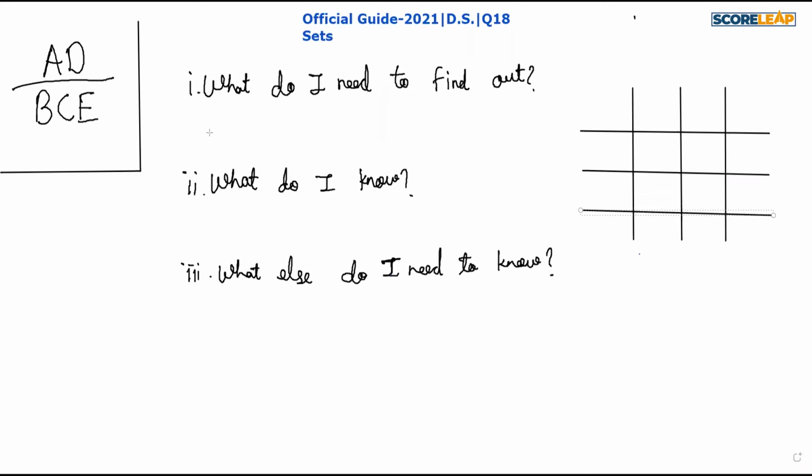Okay, so we want to find out the percentage of patients experiencing side effects plus cold symptoms. Let me write it in short. Side effects plus cold symptoms. This is what we need to find out.